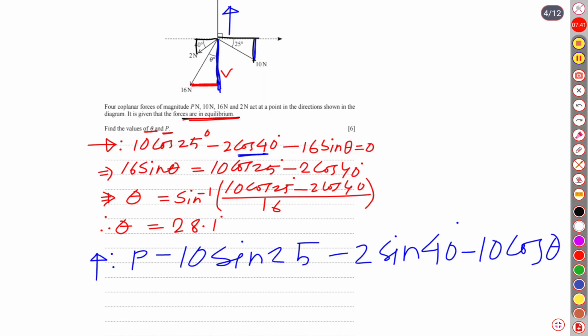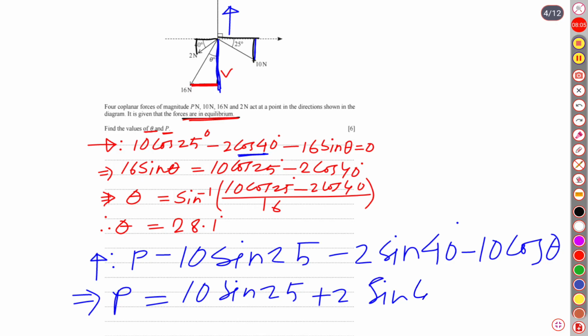Now if we simplify, P is equal to 10 sine 25 degree plus 2 sine 40 degree plus 10 cos theta. It is going to be positive, because the quantities are changing their position from one side to the other. So theta is actually 28.1, or you can write 28.07 degrees.